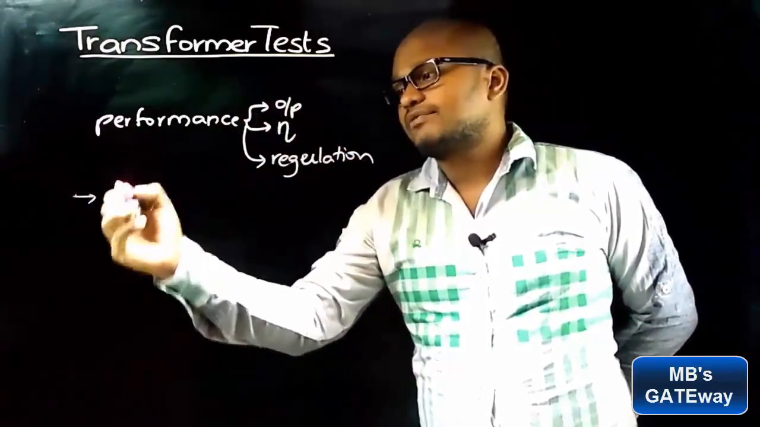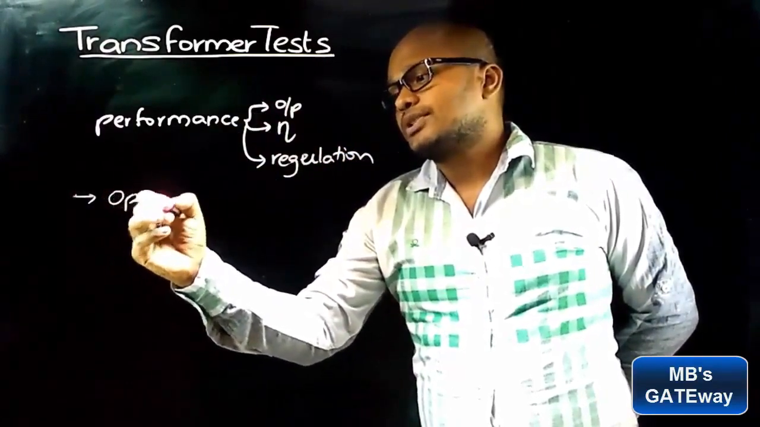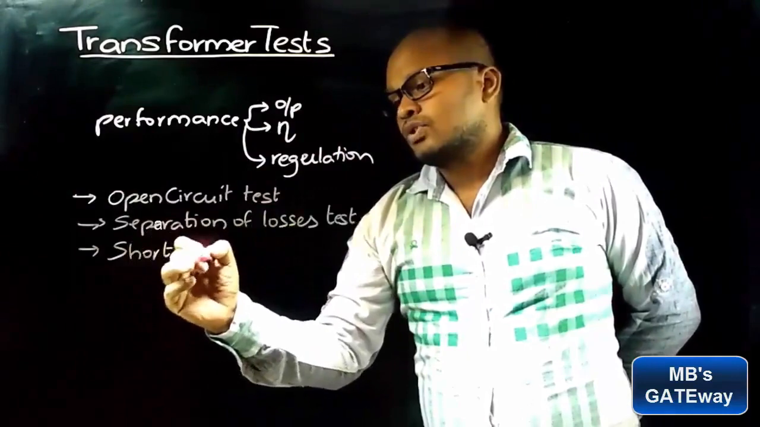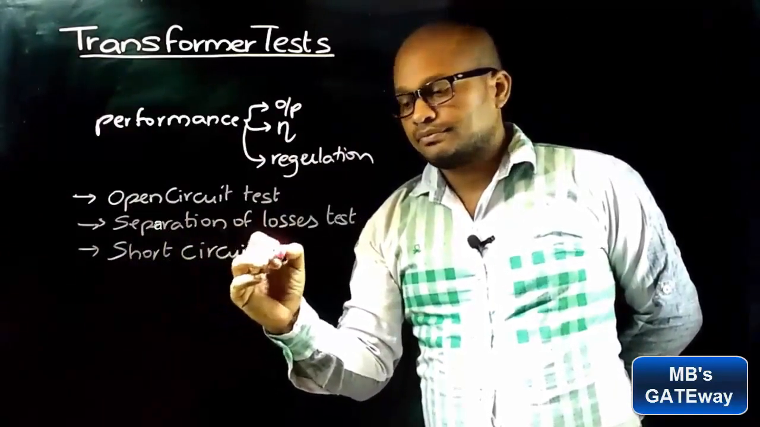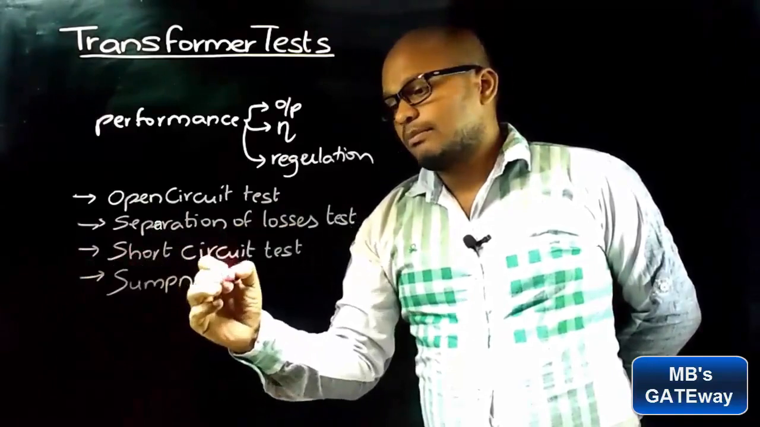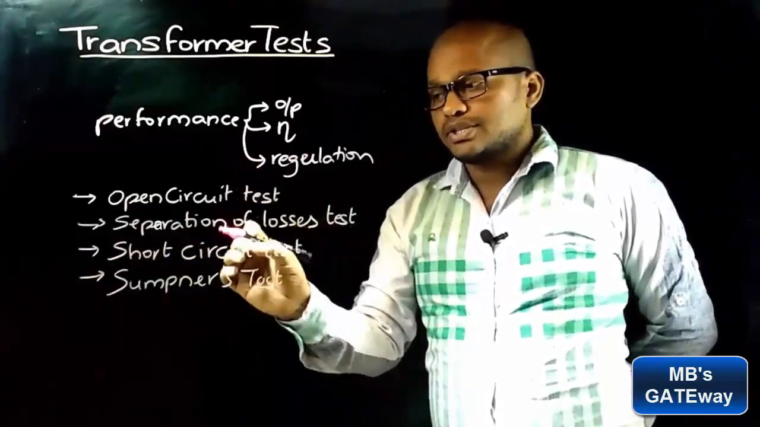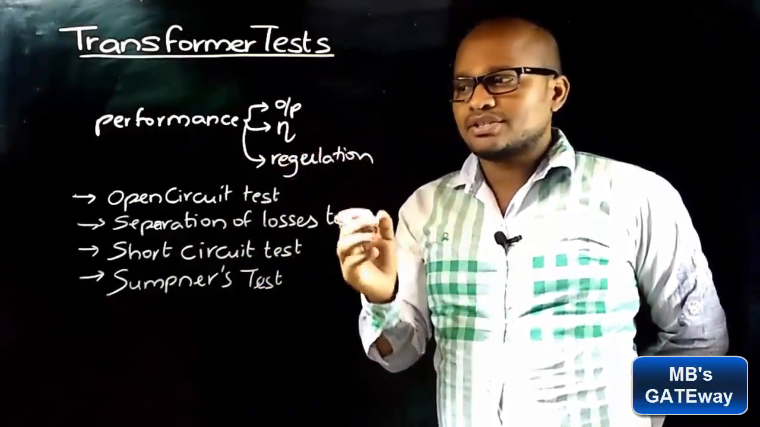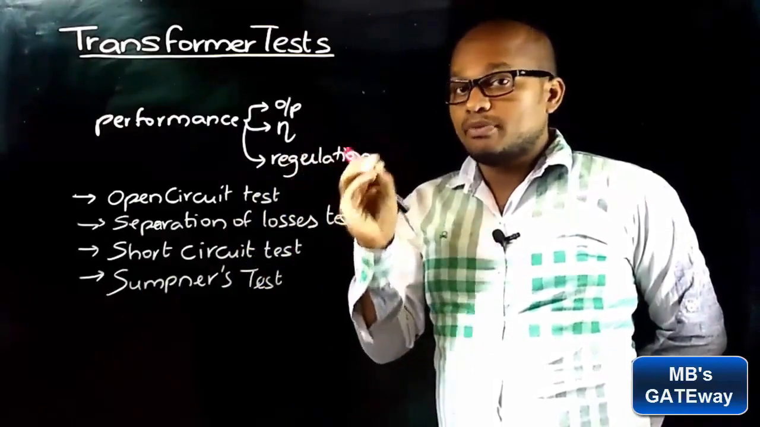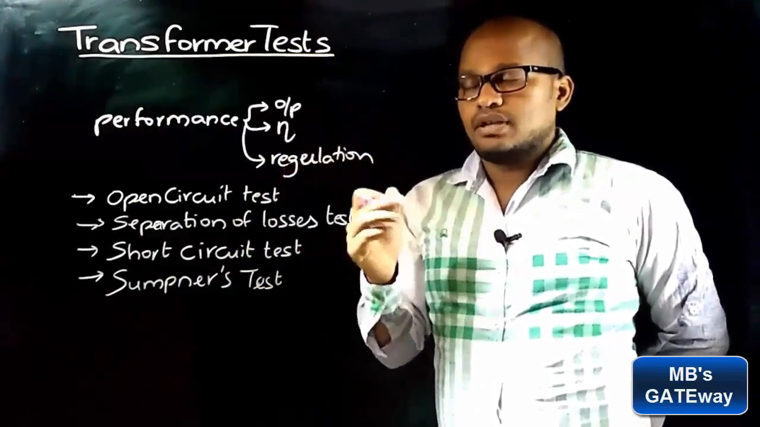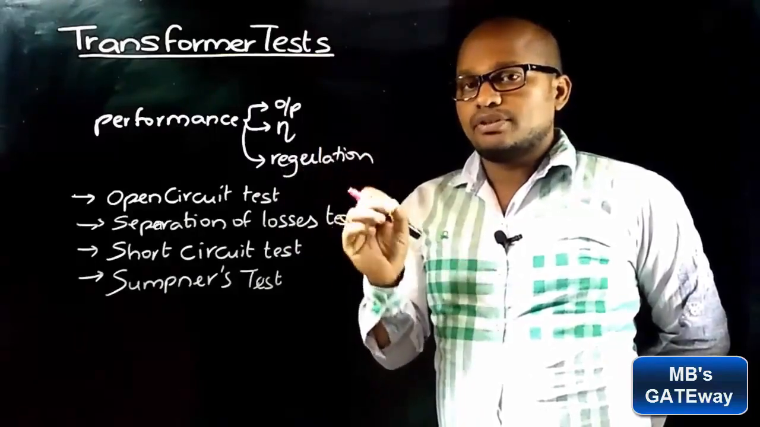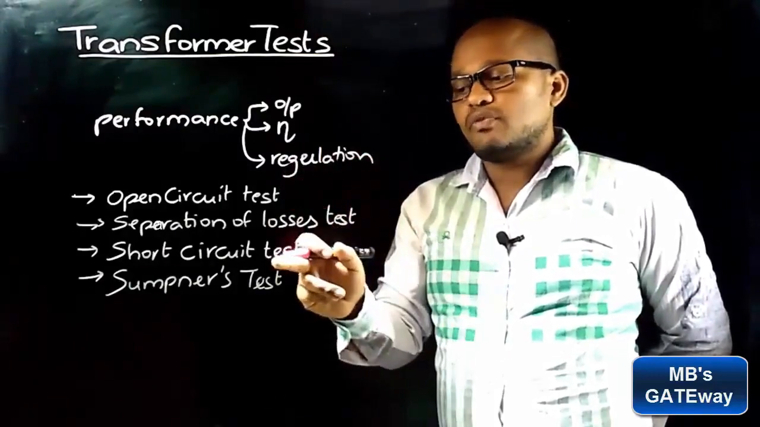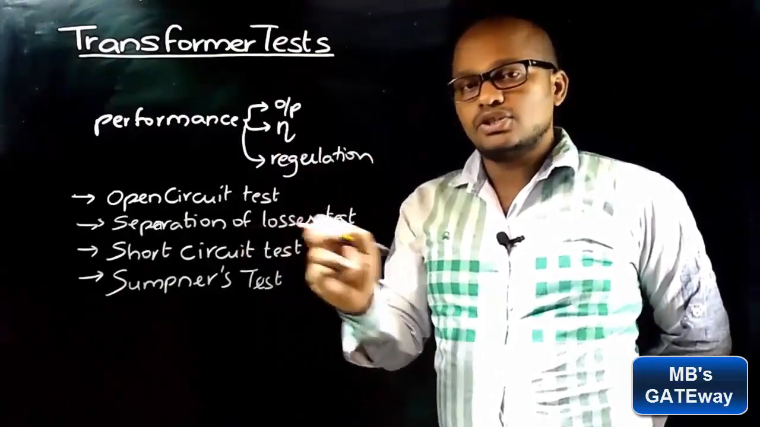that are performed on the transformer are the open circuit test, separation of losses test, short circuit test and Sumpner's test. These are the important tests performed on the transformer to know its performance. And from this discussion on transformer tests, you will come to know why tests are to be performed on the preferred side of the transformer, and why an LPF wattmeter is used for measuring the power in the open circuit test and why a UPF wattmeter is used for measuring the power in the short circuit test.